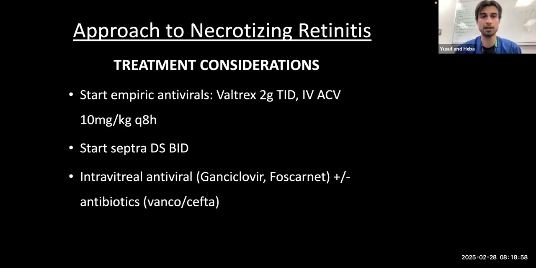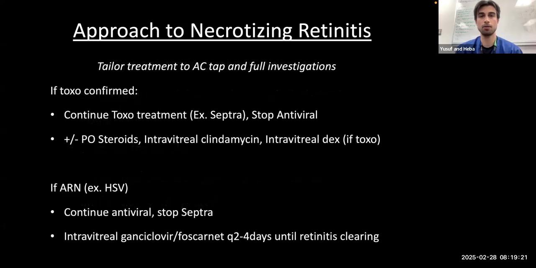Some case reports have actually reported starting both of these medications, viral and toxo treatment, because of the undifferentiated nature of these cases. And then intravitreal antivirals with ganciclovir and foscarnet, possibly antibiotics if you're suspecting a bacterial cause, can also be done empirically while you're waiting for investigations. And then once the investigations have fully come back, you just tailor your treatment.